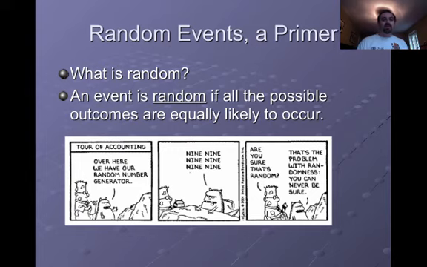That's the whole concept. So first of all, let's talk about what random events are. What is random? Human beings cannot do random very well. I'll just say that right now. Okay, an event is random if all the possible outcomes are likely to occur. Now, here's a great Dilbert cartoon that I really like, and it's a tour of accounting. You have your monster that's a random number generator, and he just has nines all over, right?